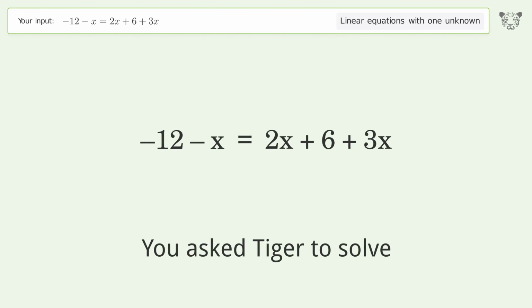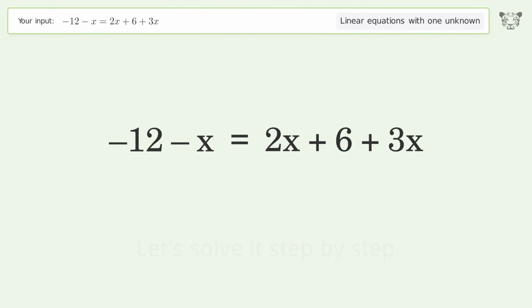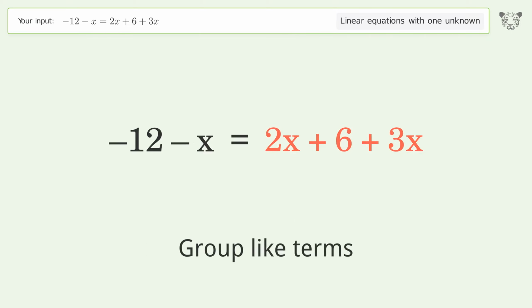You ask Tiger to solve. This deals with linear equations with one unknown. The final result is x equals -3. Let's solve it step by step. Simplify the expression. Group like terms.